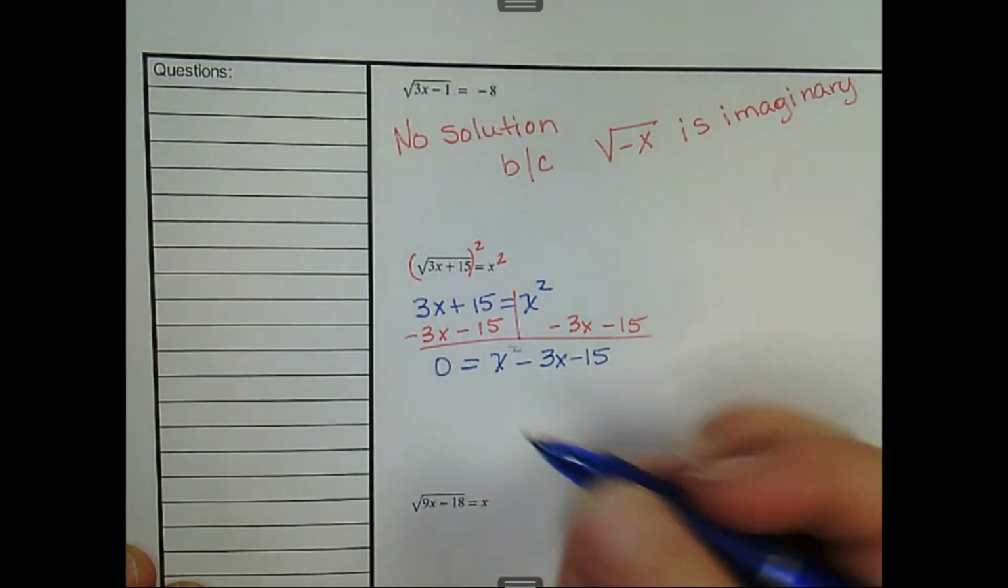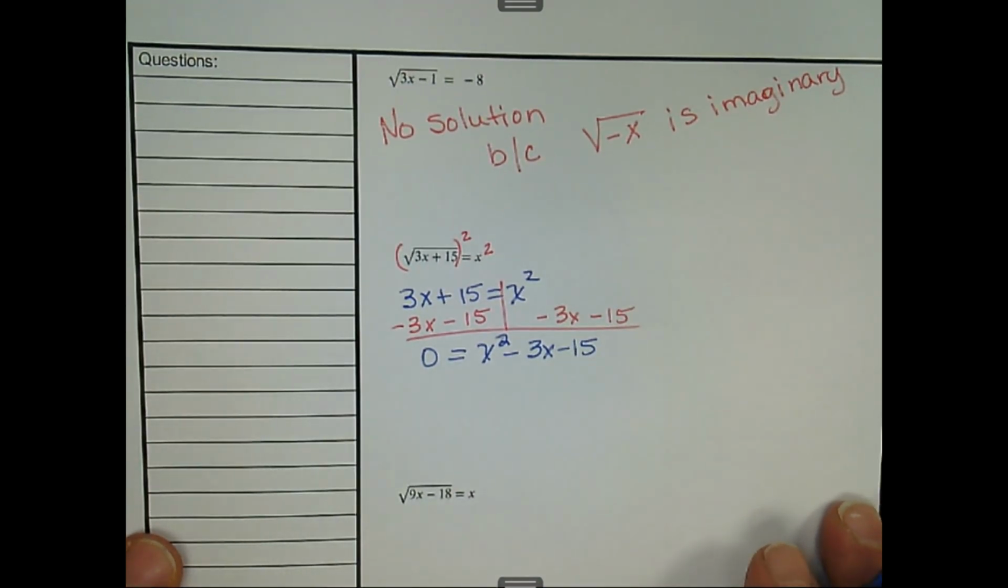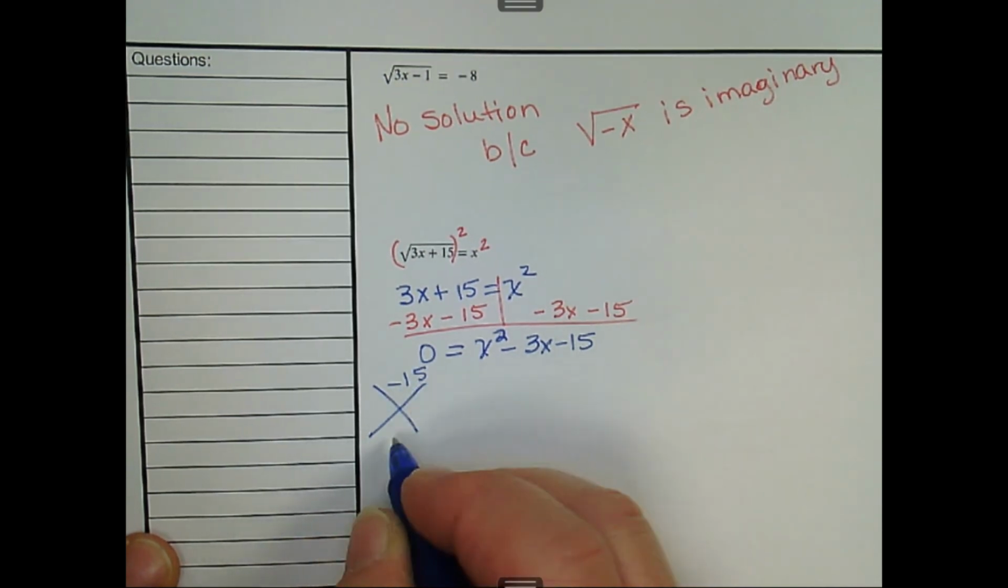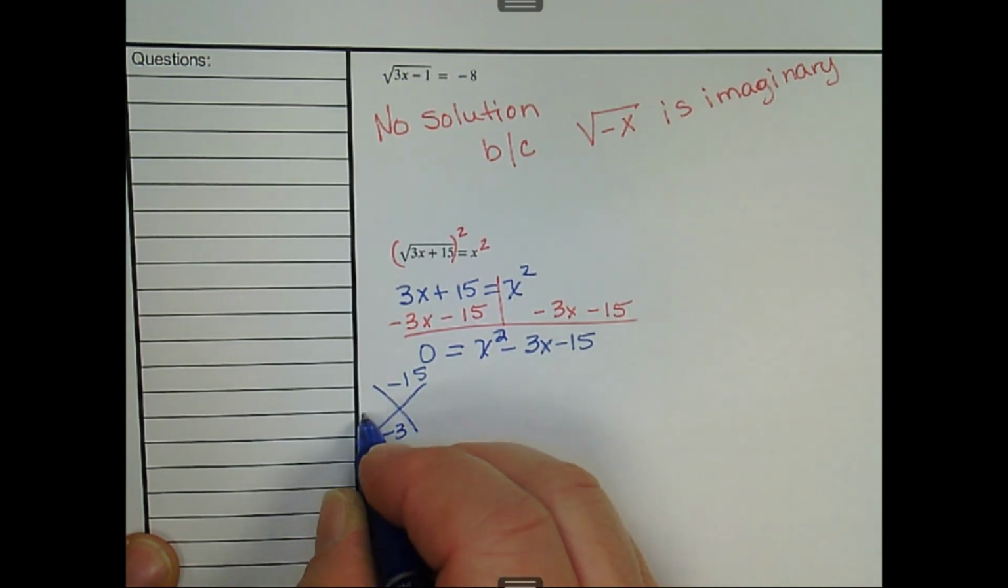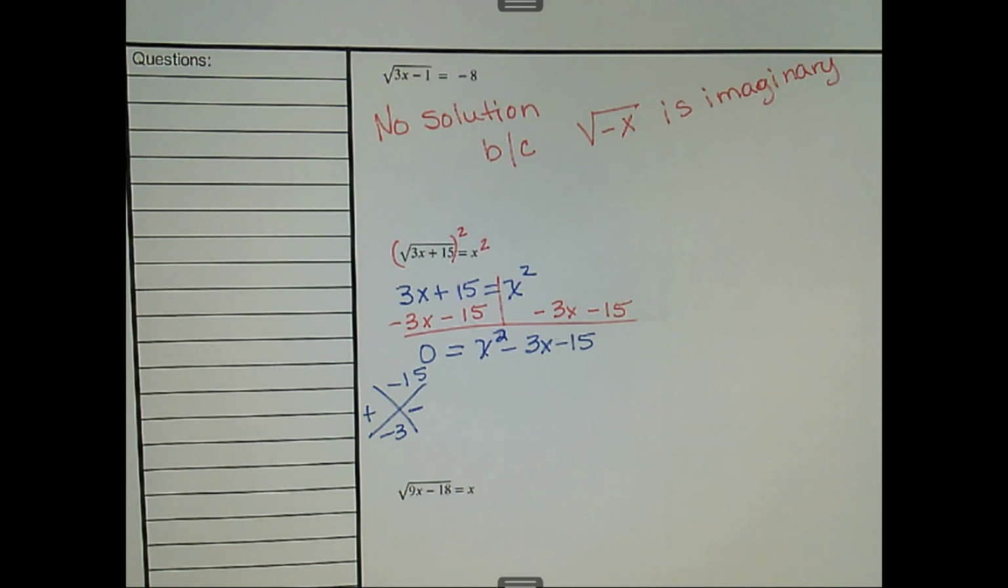Okay, now what? Well, what are the factors of 15 that when I subtract them, I get 3? One's going to be positive, one's going to be negative. If you say 3 times 5, you're right, but 5 minus 3 is not 3. So this means we're going to have to use the quadratic formula.